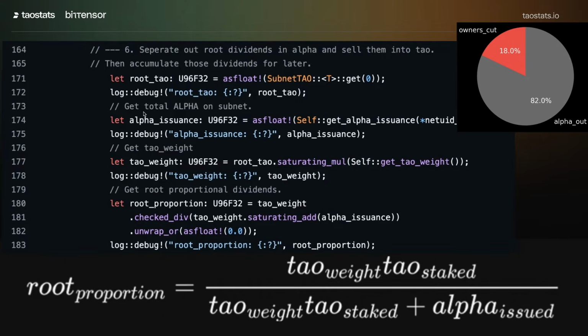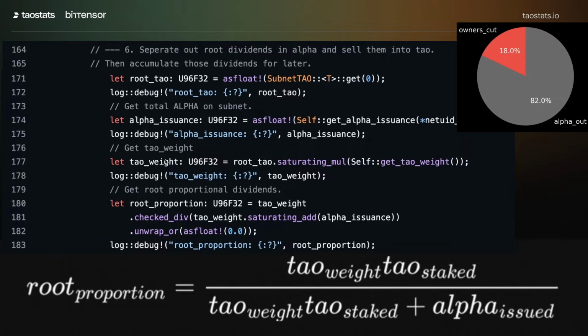So we're going to get the amount of tau on root. So we pull that out for the chain. We're going to get the total amount of alpha on the subnet. So the alpha issuance, we can pull that from the chain. That's this number here.